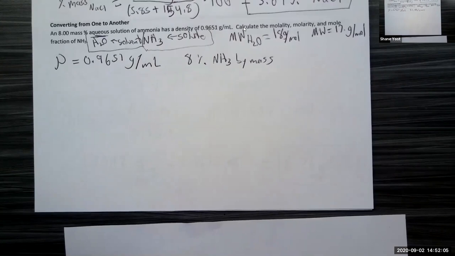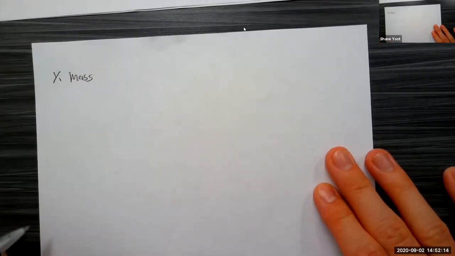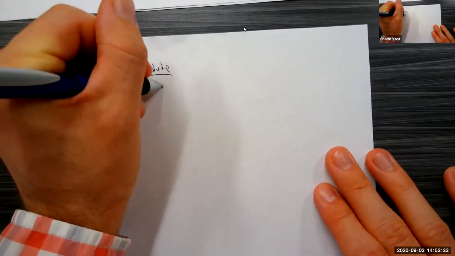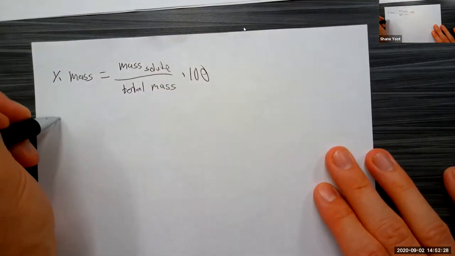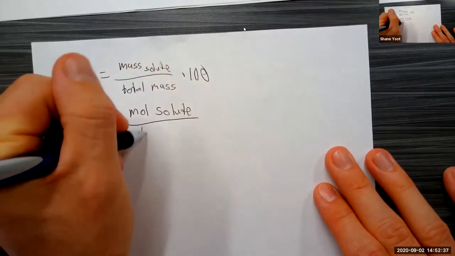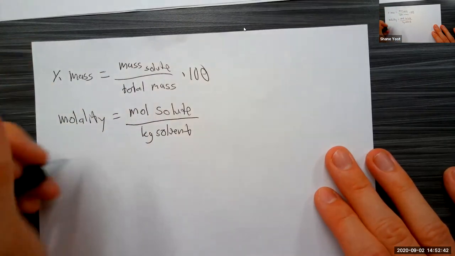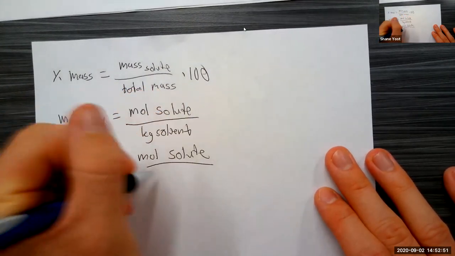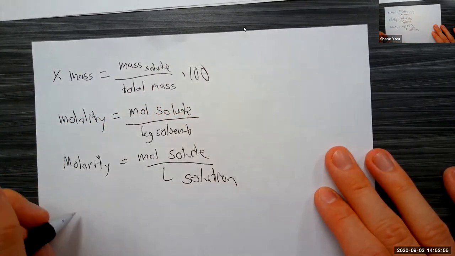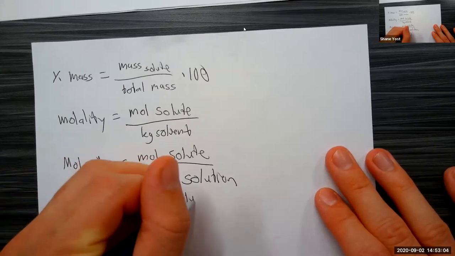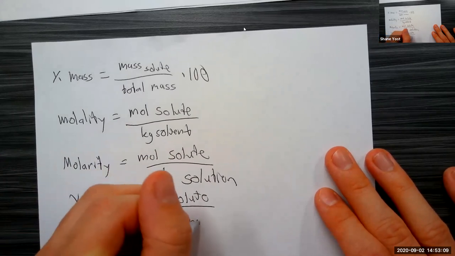Right, so as a reminder of ourselves, so actually I'll write that on another piece of paper, right? Again, remind ourselves the mass percent, right, is equal to the mass solute over total mass times 100, okay? The molality equals the moles of our solute divided by kilograms solvent, right? Molarity is our moles solute per liter solution, okay? And mole fraction of, say, NH3, right? Moles solute over total moles, okay?